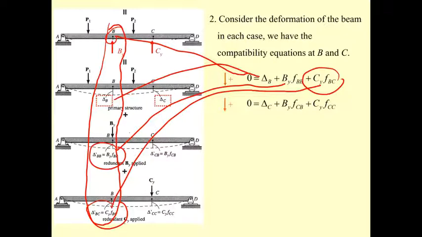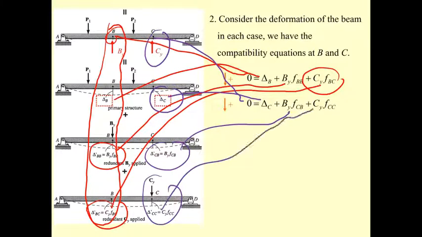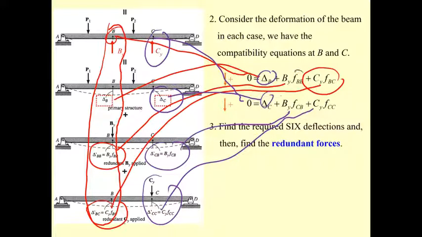So this one is delta C. Oh sorry, this one is 0 first. This one is 0. This one is delta C. This one is plus. All of them are downward, so let's set it as plus. Now, the next step is if you determine all the deflections, you will solve the problem. So we need to find the deflection 1, 2, 3, 4, 5, and 6.